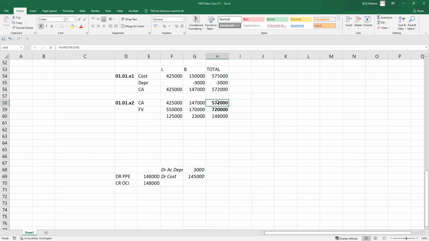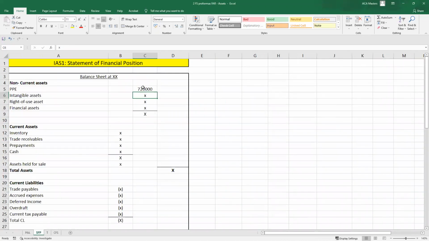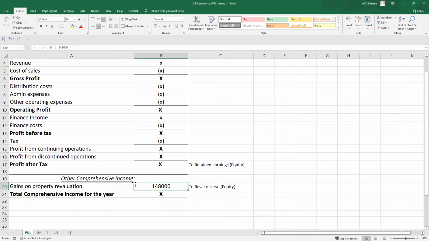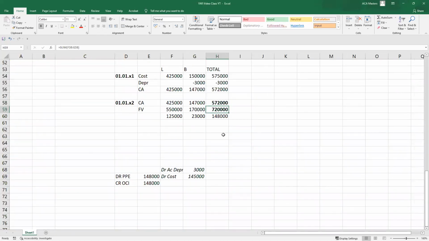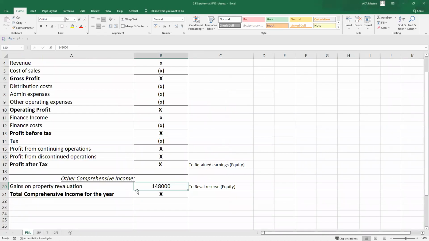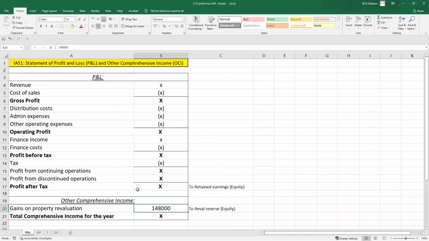Our PP was at this amount because it was its cost minus the depreciation from the first year. So we had our PP carrying amount at 572. We've now increased it up to its fair value, up to the 720, and that gets recorded through other comprehensive income.